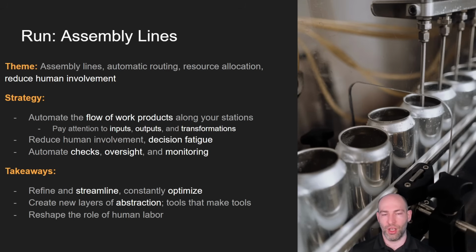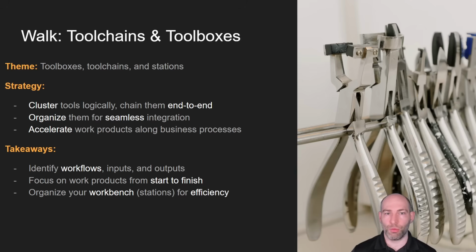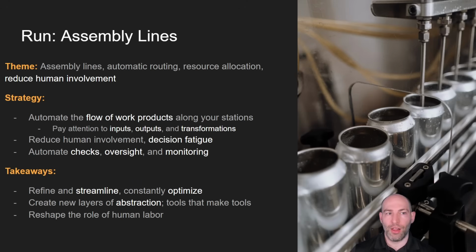And so part of this, one of the biggest gates here is using AI for the checks, for the oversight, and for the monitoring. So in the previous stage, in the Toolchains and Toolboxes, you still have humans doing most of the work. They're just using AI tools to do their work faster. In the assembly line phase, this is where you start to have the machines doing more of the work for the humans, and you have the humans providing oversight and guidance to ensure that things don't go off the rails.